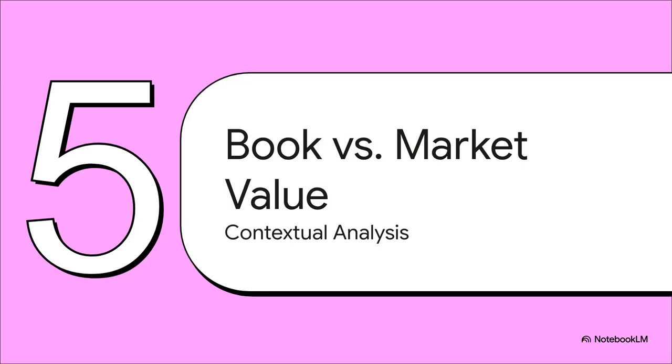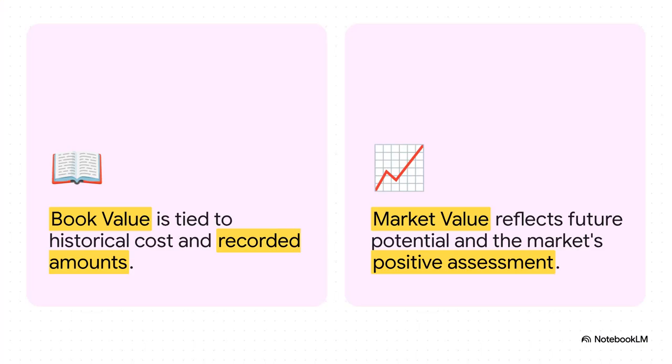Let's wrap things up with Section 5, Book versus Market Value, to put all this into context. We really have to draw a hard line here between what is on the books versus what's happening in the market. Book value is tied to historical cost. Market value, though, reflects future earnings potential and the overall market's assessment.